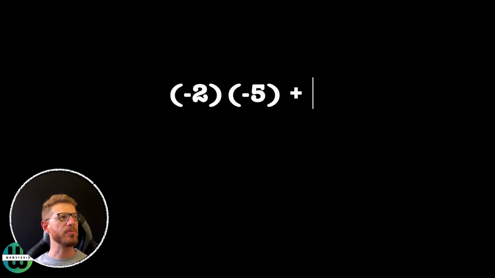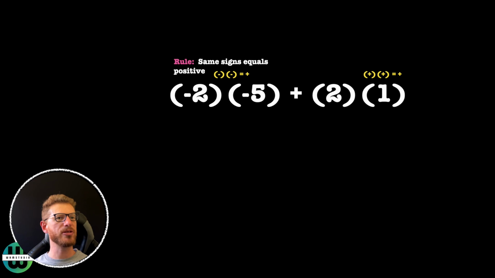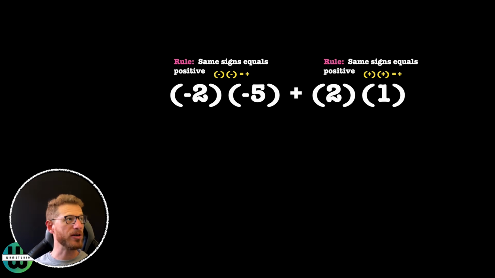Let's look at something a little bit more intricate. Negative 2 times negative 5 in brackets, plus 2 times 1. Now I've got two sets because I've got the addition operator. So I'm going to work with my first set. A negative times a negative is a positive, so I know this group will be positive when I multiply it out because same signs equals positive. And then my second group, I have two positive numbers, so a positive and a positive equals positive. Again, because same signs equals positive.